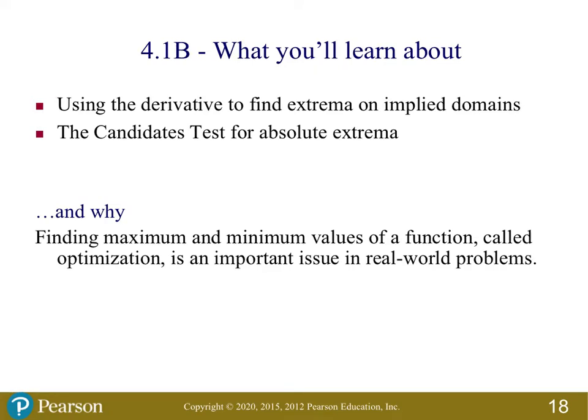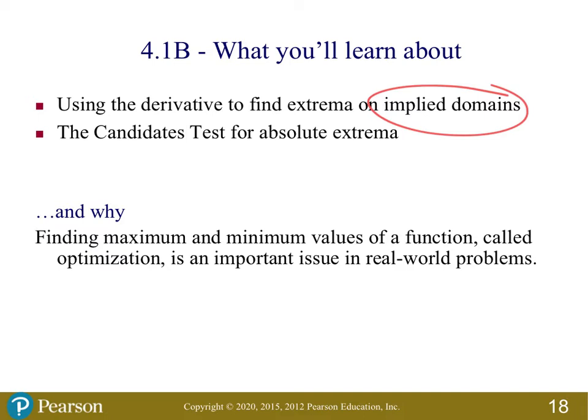Well, hi there, and welcome back to day 2 of working with maximum and minimum values using the candidates test to find those extrema. What we're going to do a little differently today is expand on yesterday and something called an implied domain. What this means is that we're not working with a closed interval anymore. We're not given the point A at the beginning and the point B at the end, but rather we have to figure out if there are endpoints of an interval on our own. So that's what we're going to be working on today.